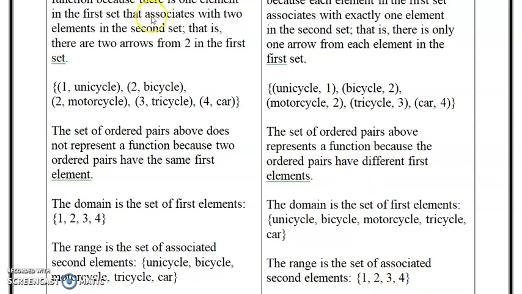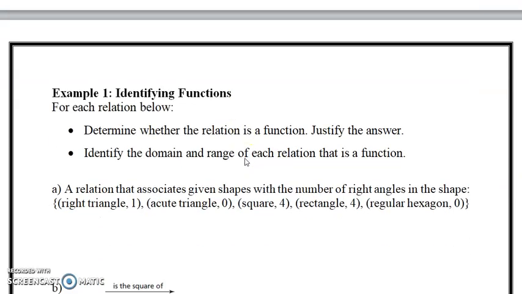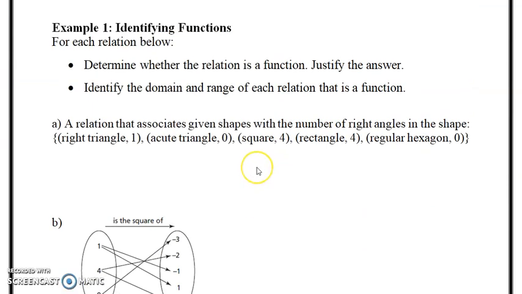Okay, so I think this will be a little easier to understand once we get into some values later on in the chapter. But I just want you to get that understanding. Let's look at the first example.